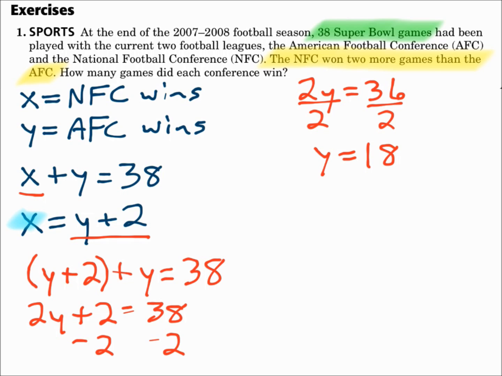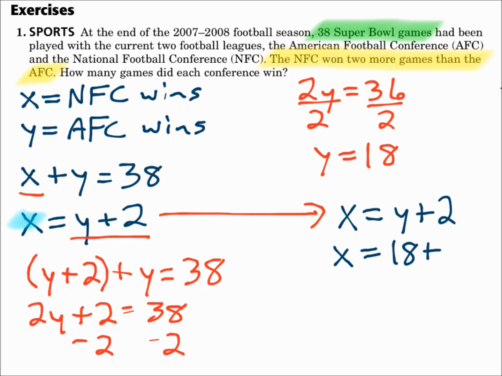Now let's find X by substituting 18 into either equation, and remember the easiest choice is the one that was already solved for the first variable, and that's your X equals Y plus 2. So substitute 18 in for Y, since Y equals 18. And now work that out, and X equals 20.